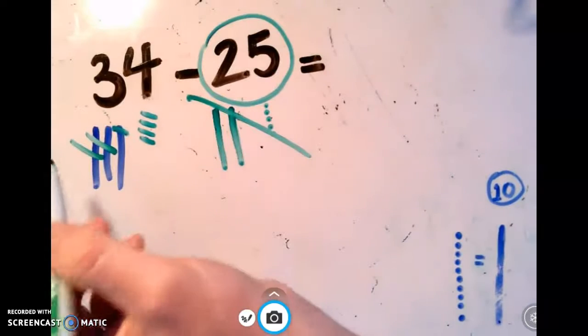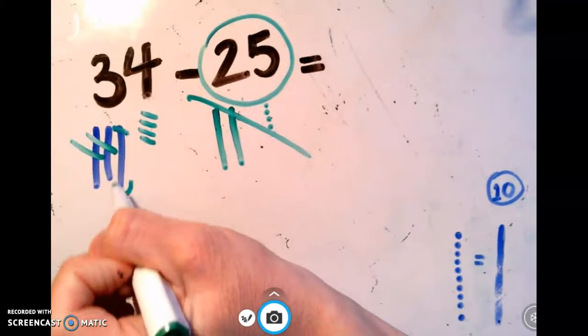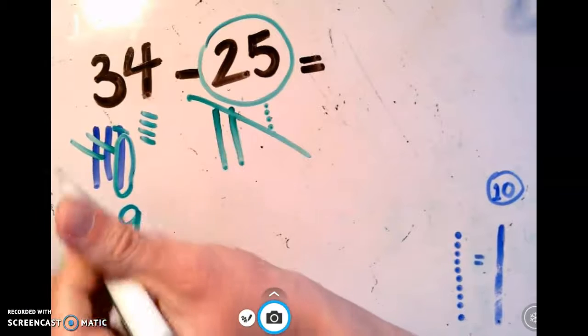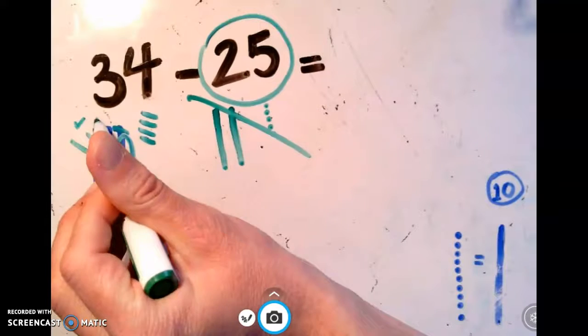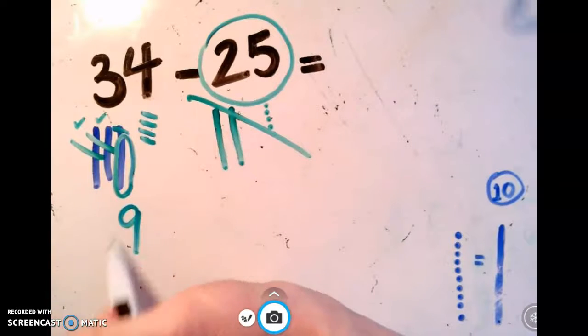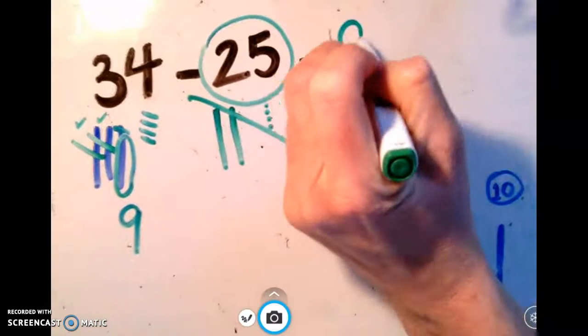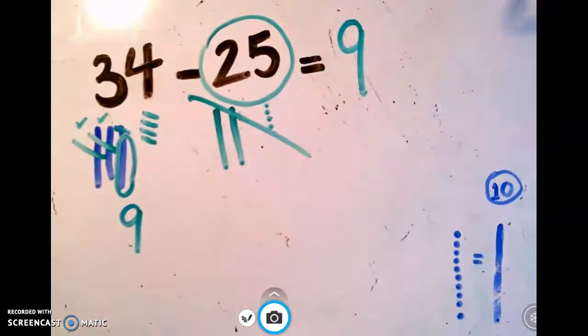We should know by now that if you're taking 1 away from the 10, it leaves you with 9 ones. And because there are 2 tens that we took away, there's nothing in the tens place. So your final answer is 9.